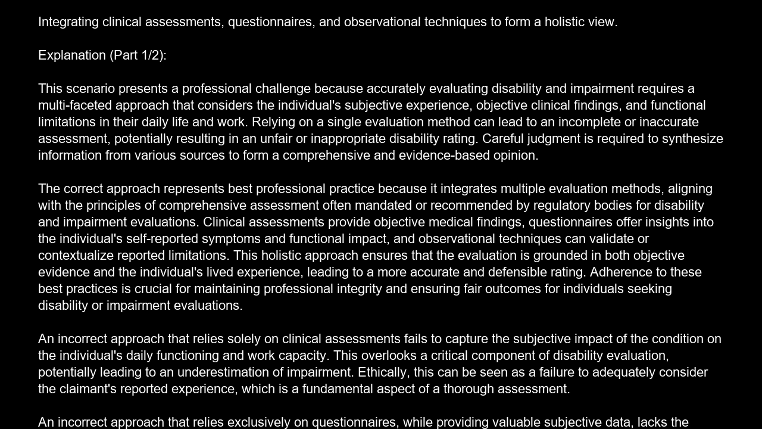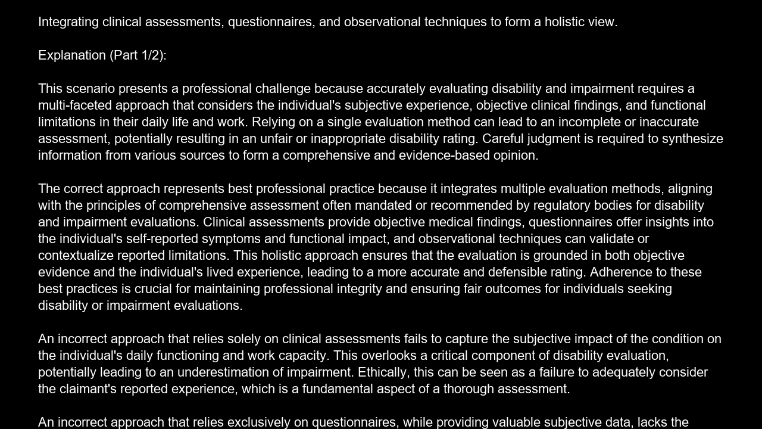Relying on a single evaluation method can lead to an incomplete or inaccurate assessment, potentially resulting in an unfair or inappropriate disability rating. Careful judgment is required to synthesize information from various sources to form a comprehensive and evidence-based opinion. The correct approach represents best professional practice because it integrates multiple evaluation methods, aligning with the principles of comprehensive assessment, often mandated or recommended by regulatory bodies for disability and impairment evaluations.